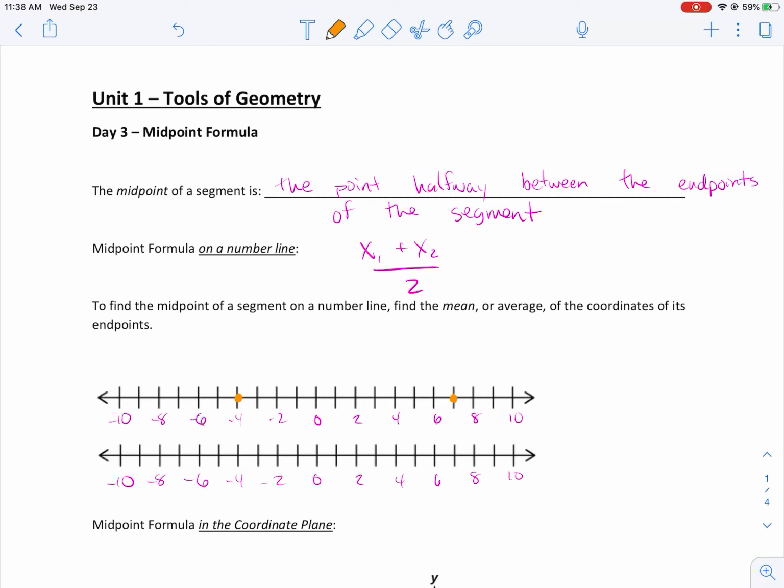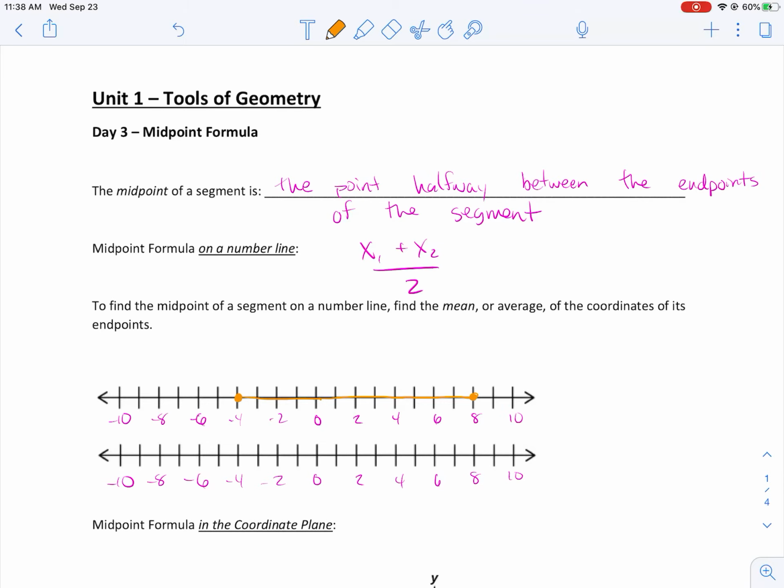Okay, so let me see, 1, 2, 3, 4, 5, 6, 7, 8, 9, 10, 11. Okay, so it's going to be somewhere in between those two spots. Let me do an even one for now, and then we'll do an odd one. Okay, so negative 4 to 8, I apologize. My line segment is this one right here.